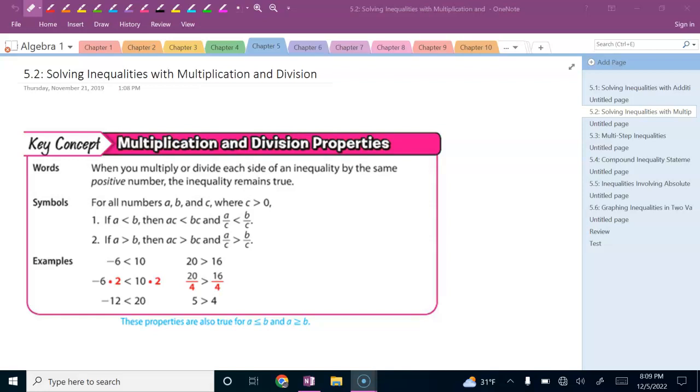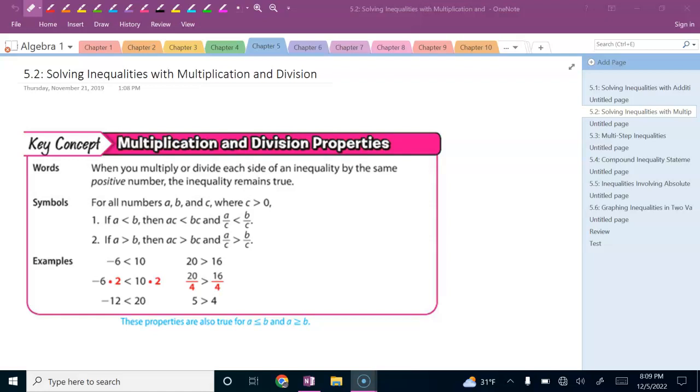Chapter 5, Section 2 is going to be about solving inequalities with multiplication and division. In the previous section, Section 1, we talked about solving inequalities with addition and subtraction. So you are getting the feel for how these work using addition and subtraction to solve them. We're still going to be doing that, but our main focus in this section is going to be using multiplication and division.